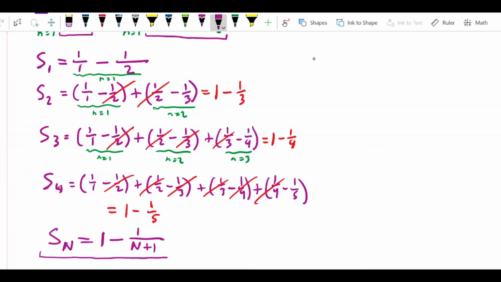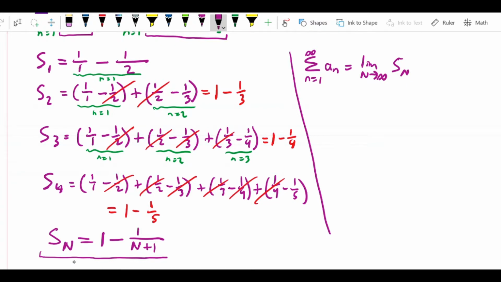So I now have an expression that gives me the nth term in the sequence of partial sums. Recall that the sum from n equals 1 to infinity of an is equal to the limit as n approaches infinity of Sn. So what I have now is an expression for Sn. Let's see if we can calculate that limit. That's just going to be the limit as n approaches infinity of 1 minus 1 over n plus 1. It should be fairly easy to see that this is just going to equal 1 minus 1 over infinity, which is 1 minus 0, or 1.